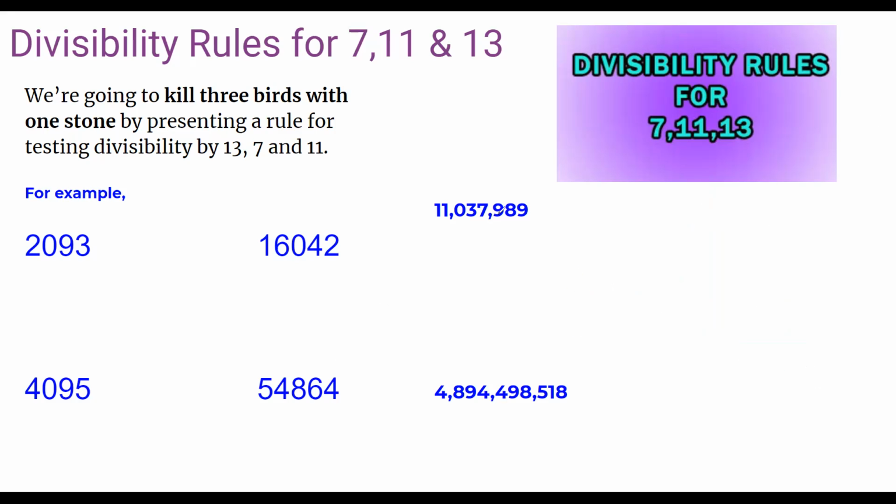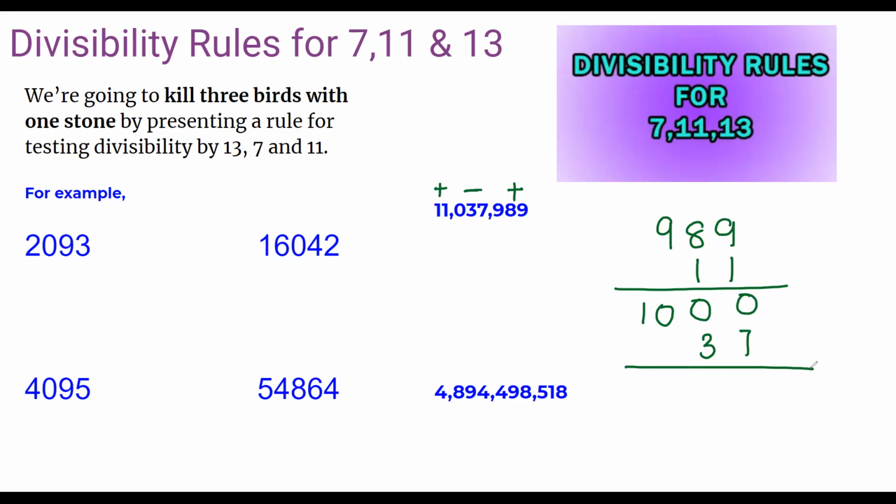Now let's try this big number. When we have this number, this will be plus, this will be plus, and this will be minus, because of alternate plus and alternate minus. So first you add 989 plus 11. 9 plus 1, 10, 8 plus 1, 9, 10, and 10. So 1000 minus 37.